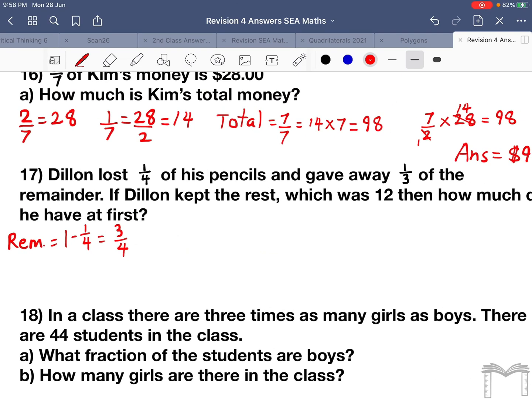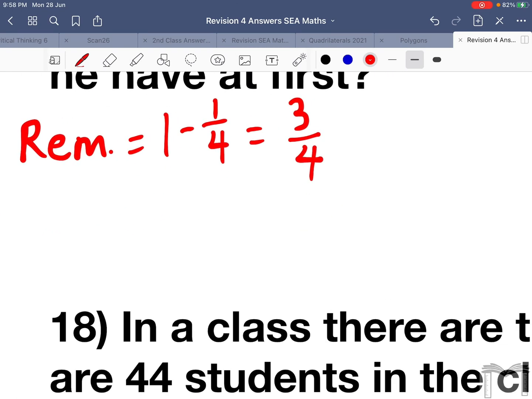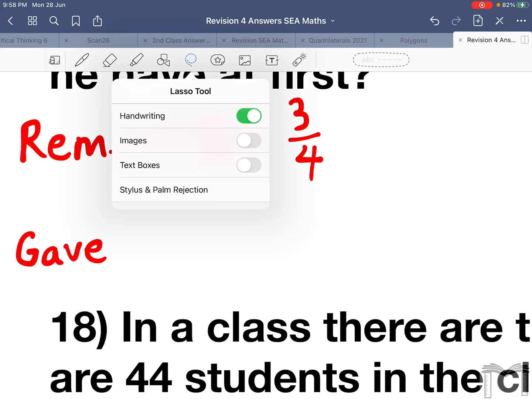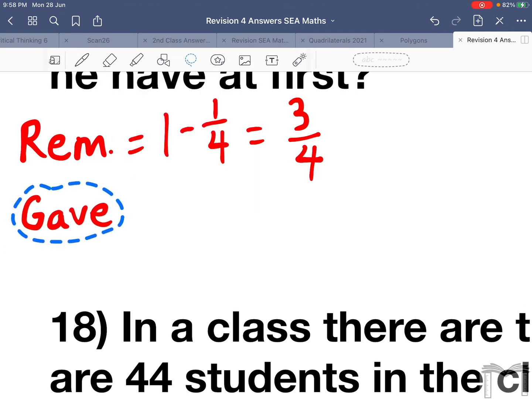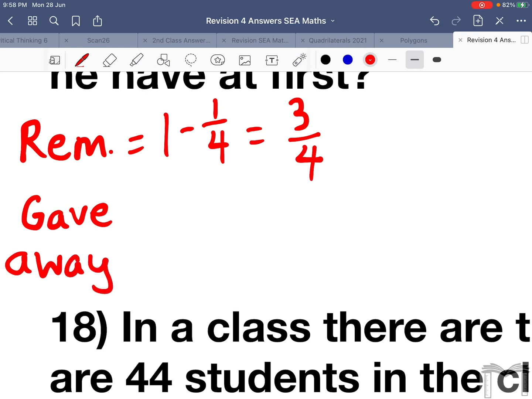So what he gave away will be a third of the remainder, which is a third multiplied by 3/4, and this is 1/4.